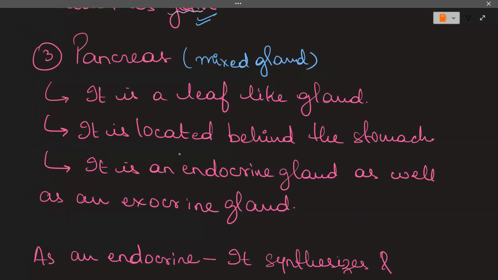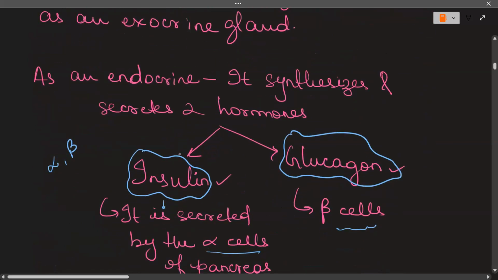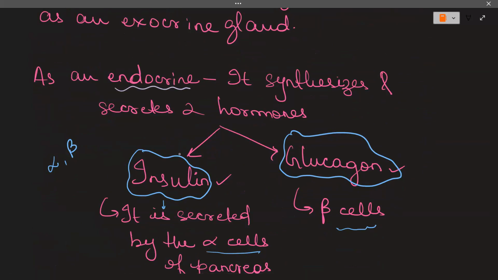Now, the pancreas is a leaf-like gland, and it is located behind the stomach. It is an endocrine gland as well as an exocrine gland. Let us see how it functions as each. As an endocrine gland, because we are interested in the endocrine aspect, it synthesizes and secretes two hormones. Those hormones are insulin and glucagon.